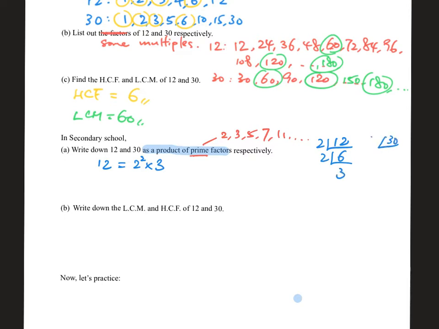For 30, we also start from 2. But 2 is not divisible twice: 15 is not divisible by 2, so we choose 3 and 5. As a result, 30 will be 2 times 3 times 5. These are what you write down as a product of prime factors.